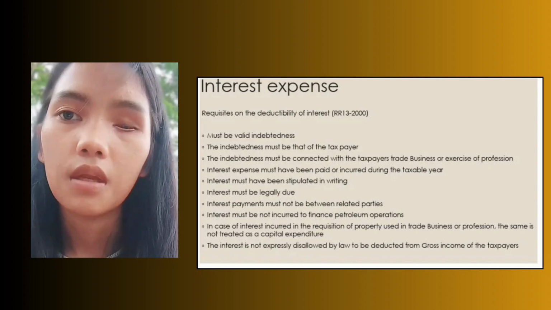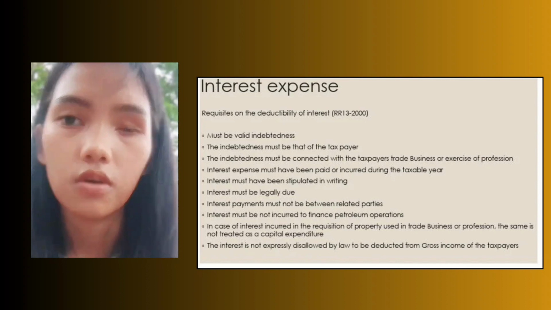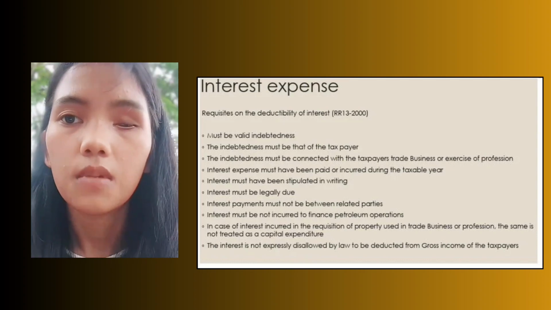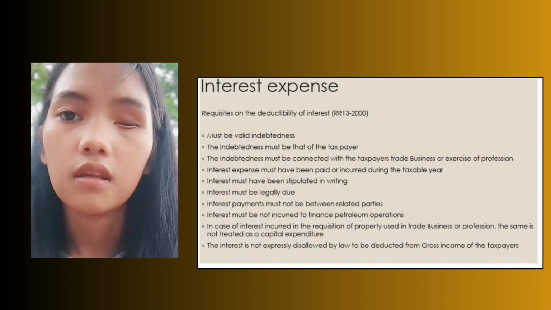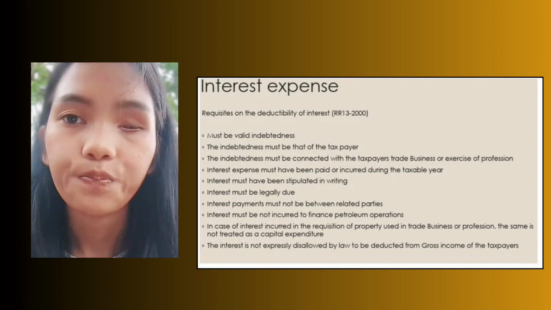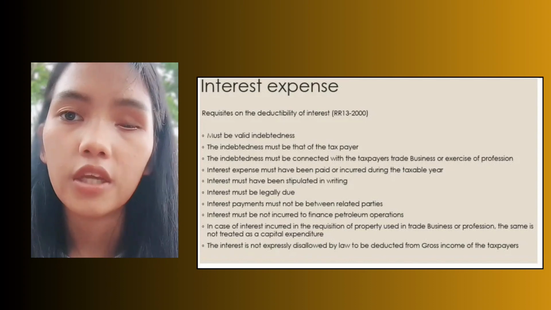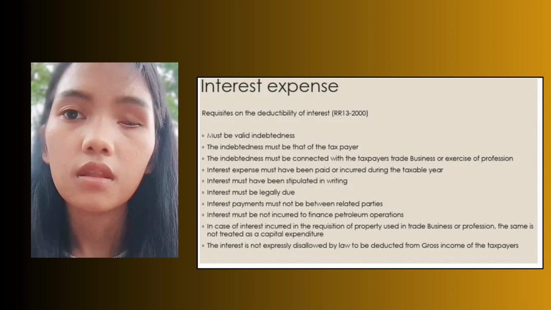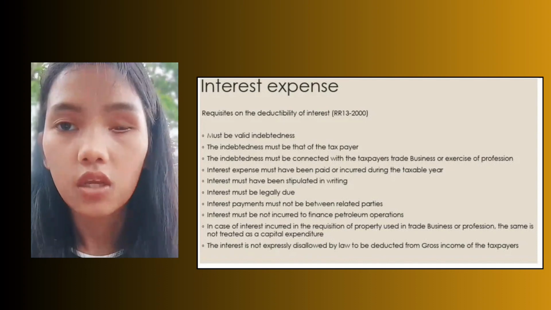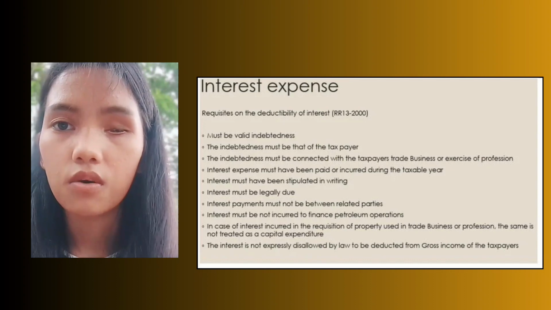Fourth, it must have been paid or incurred during the taxable year. The requirement that the expense must have been paid or incurred during the taxable year means that, for an expense to be deductible, it must have been either paid, meaning an actual cash outflow, or an obligation to pay incurred within the specific tax year in question. This ensures that expenses are directly related to the taxable year and aligned with the principle of matching expenses with the corresponding revenue or income.